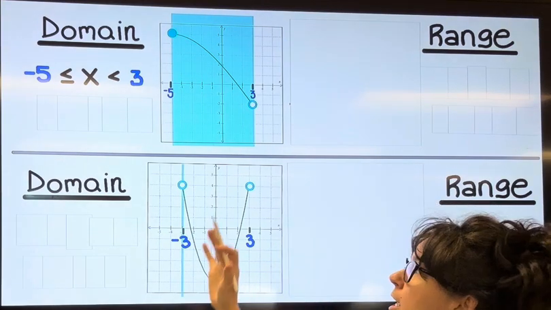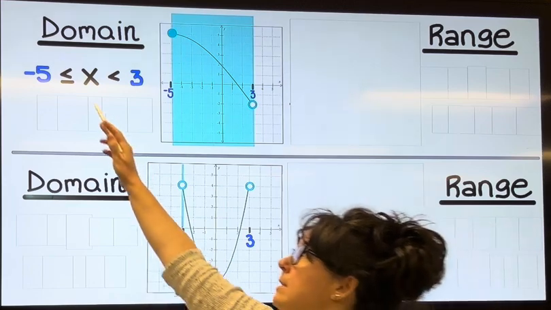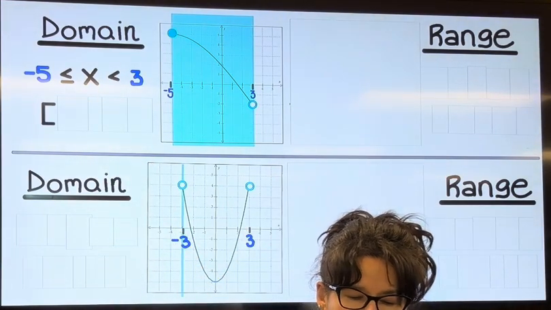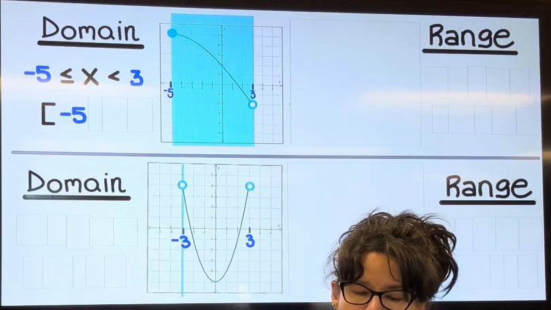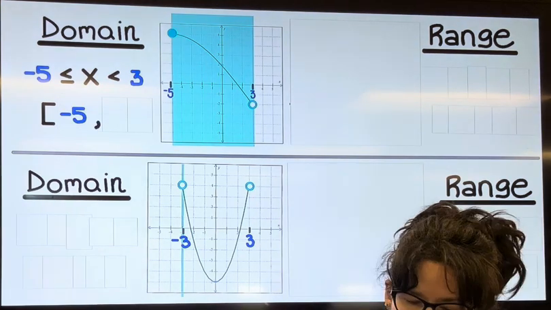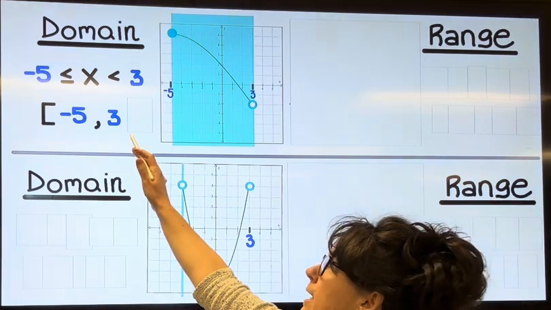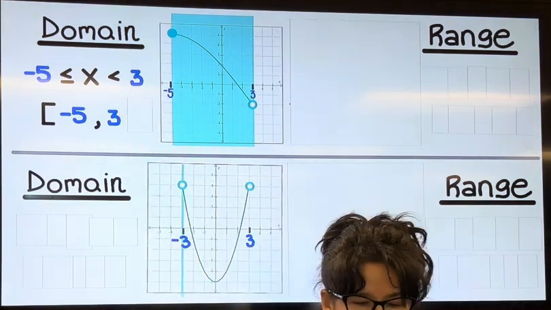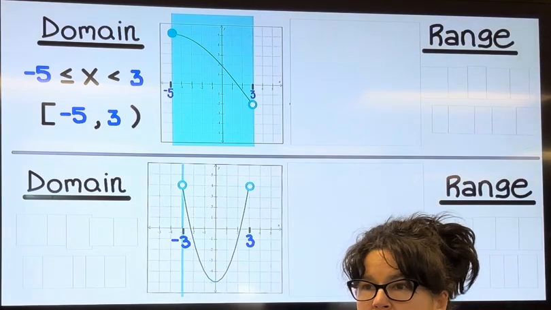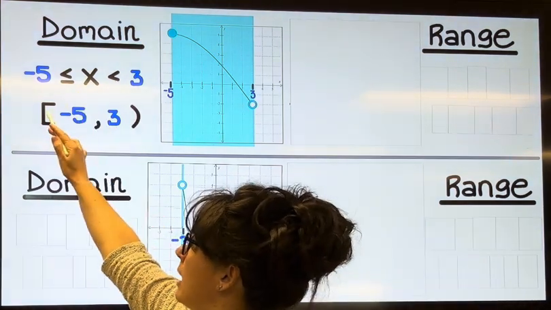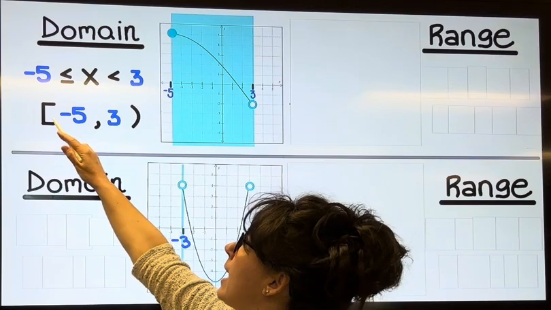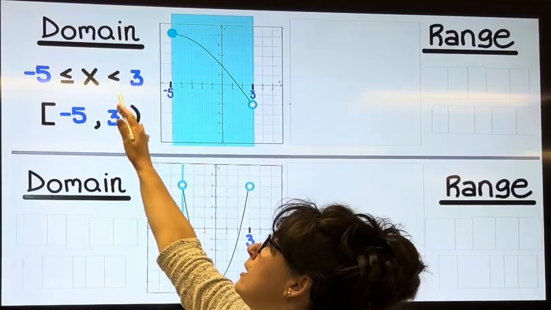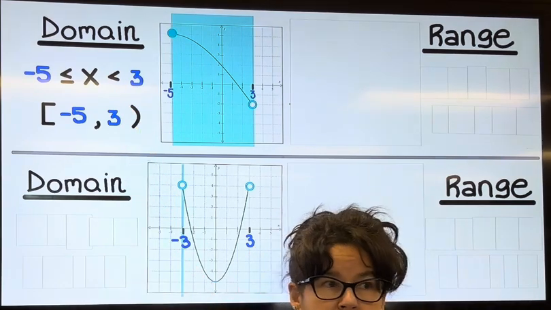Now when we go to interval notation, when something is underlined, that's a bracket. So bracket and then -5, comma, through, and then we're going to go up to 3, and an open dot or no underline is a parenthesis. So notice: underline, bracket, closed dot; no underline, open dot, parenthesis.